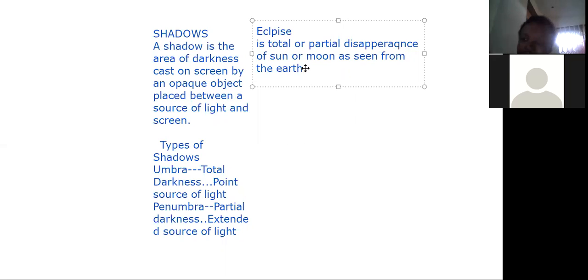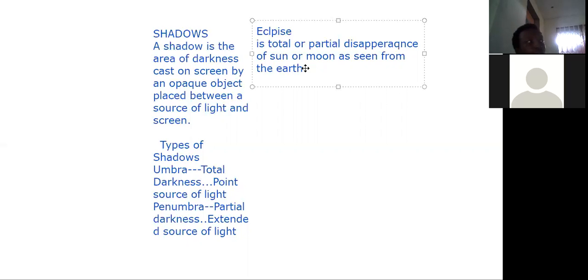Now, we are going to consider the three main types of eclipse. We are going to consider the solar eclipse, which is the eclipse of the sun, and it normally occurs when the moon comes in between the sun and the earth. Before the moon comes in between, the earth will be enjoying the sun. Now, the moon is an opaque object, so it blocks the sun from reaching the earth. As a result, it casts a shadow on the earth.